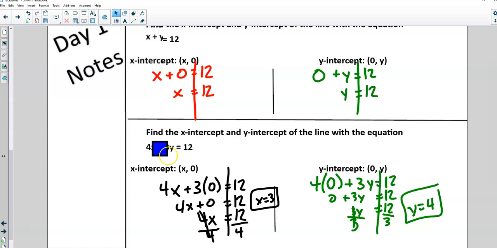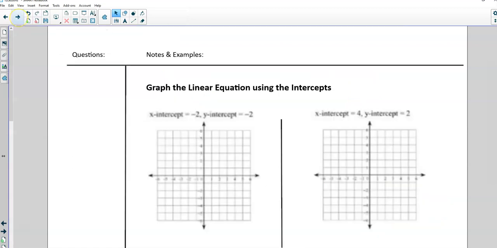Same thing if I'm trying to find what x is, well then I'm just going to cover up the y. So I'm left with 4x equals 12. 12 divided by 4 is 3. That works for all these problems here. Same thing with this one, so y would equal 12. There's nothing to divide by, so we don't have to worry about that. Same thing here. X would equal 12. Nothing to divide by, so we don't have to worry about that.